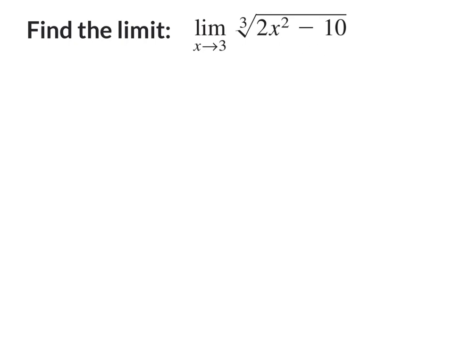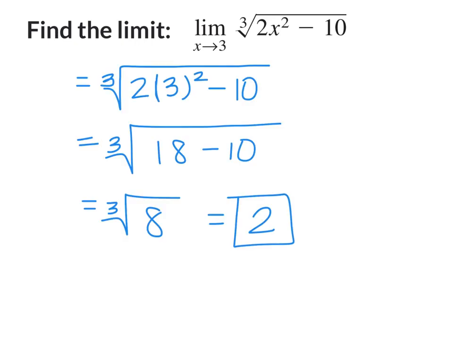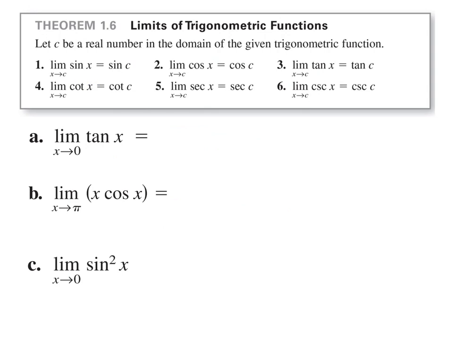All right, so this 3 is not going to break the domain under here. So I'm just going to use direct substitution to find the limit. So I plug in this 3, I work it all out to be the cube root of 8, which is just 2. So my limit is 2. When I make a promise of more theorems and rules, I deliver.